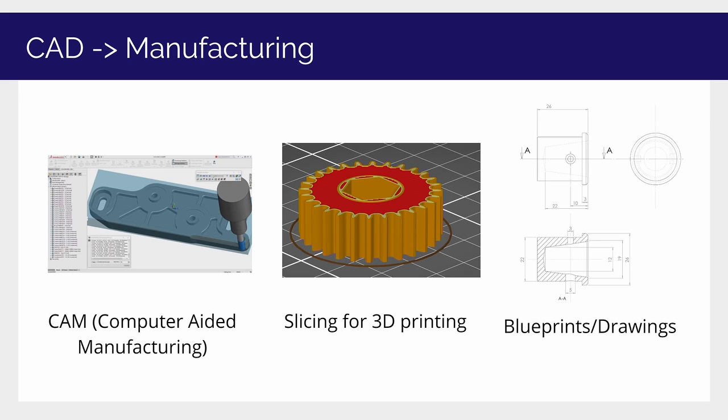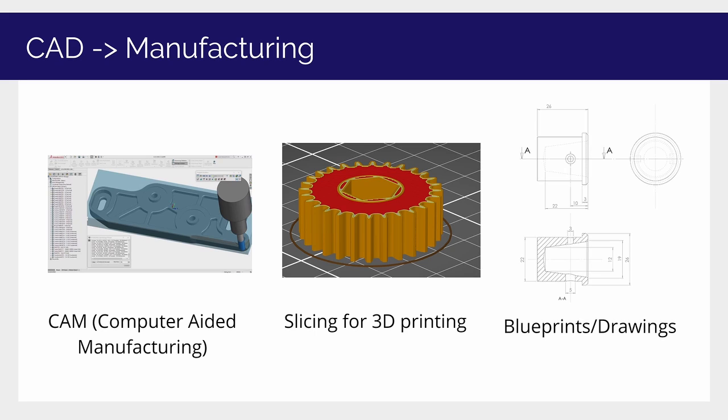CAD is a super helpful tool with how it relates to manufacturing. A part that gets designed in the computer is great, but what's really helpful is that we can take that part and use it as a model to make something in real life. There's a couple different ways that engineers go about doing this.